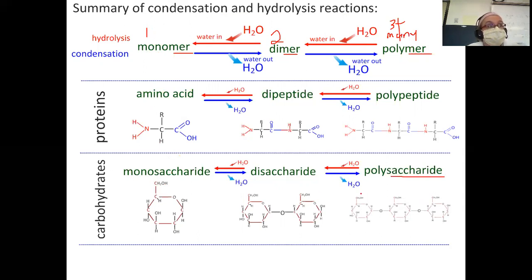The difference is we change to saccharide, which means sugars. But for proteins, the word is peptide. So we don't say monopeptide, that would be too easy. We say amino acid. But a dipeptide is 2 amino acids put together, and then a polypeptide is 3 or more. Dipeptides are useful and are used by the body as peptide hormones.